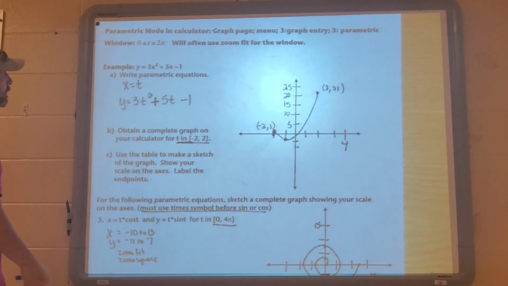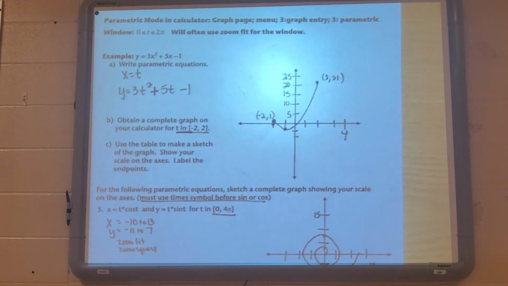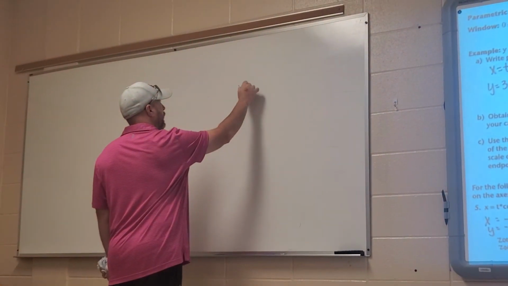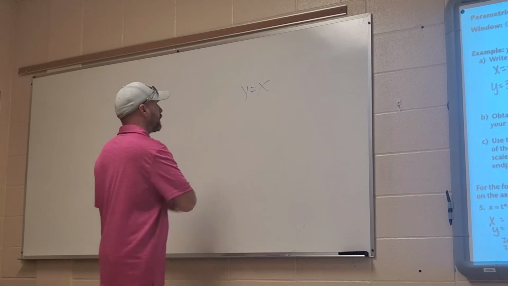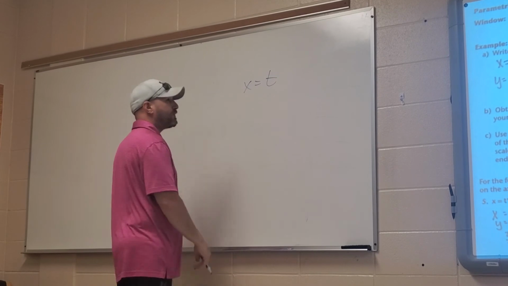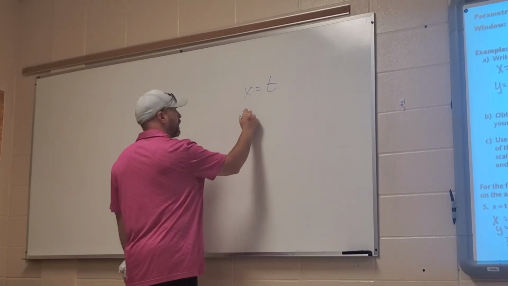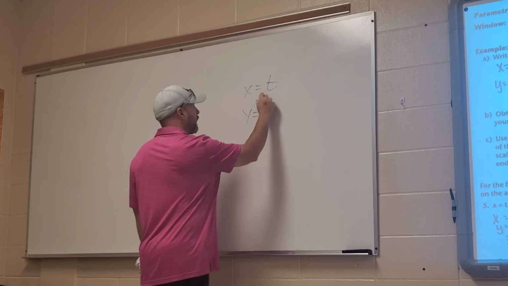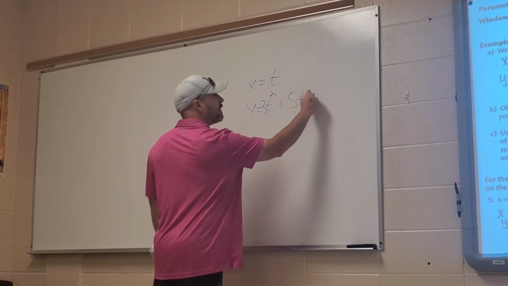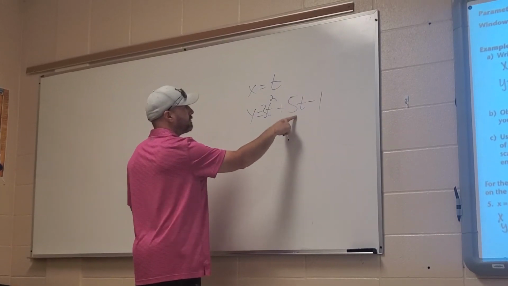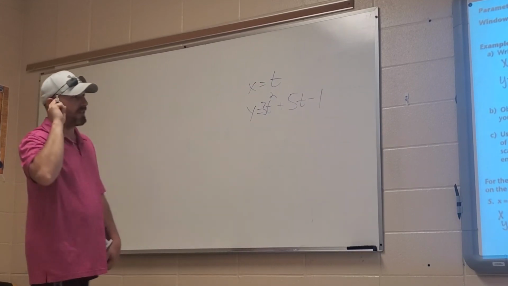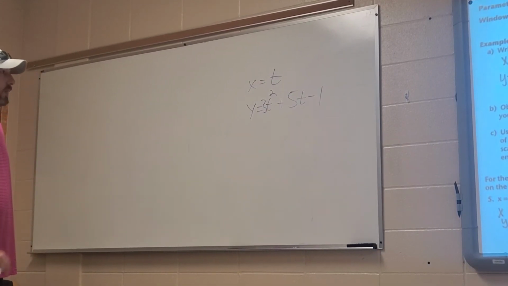y equals 3x squared plus 5x minus 1, write a parametric equation. Well, this one's really easy if you just do x equals t. Because if you just say x is t, then you can go in the other one and say, well, y equals 3t squared plus 5t. And now when you replace x with t, you get two different equations. It's a really easy way to do a parametric equation, okay?